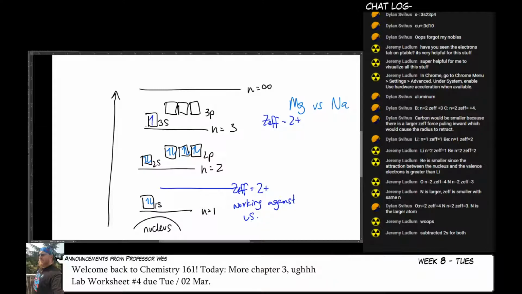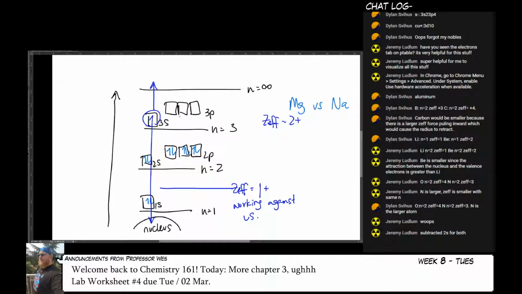Now I have sodium here. I'm going to remove this electron, but what's fighting against me? Now it's only a force of 1+. I'm moving it more or less the same distance, right? N equals 3 between sodium and magnesium.